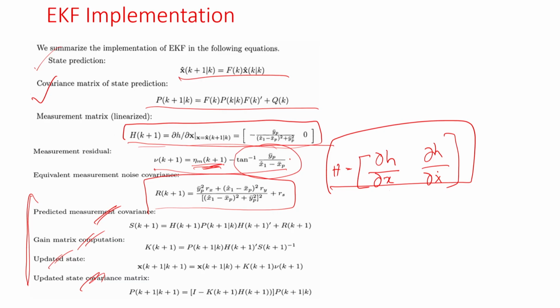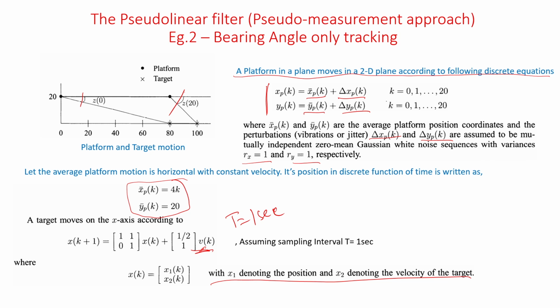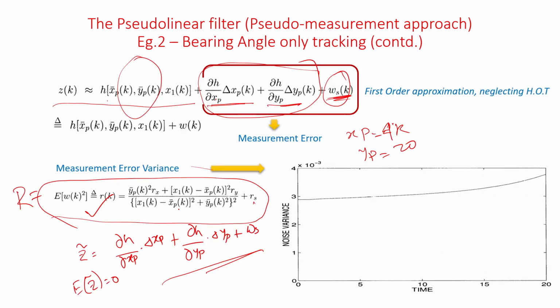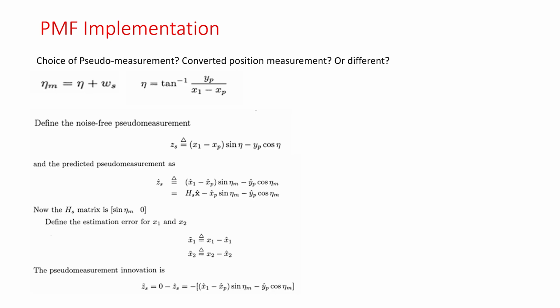So, this example is important, we have now implemented the extended Kalman filter. In this part we will implement a pseudo-linear Kalman filter. The same problem, if you remember, this is your problem. So, your X platform is moving linearly with a certain time, and YP bar is kind of held constant. With this we implemented EKF last time. Now, we will implement the PMF. PMF is the pseudo-linear, pseudo measurement filter.